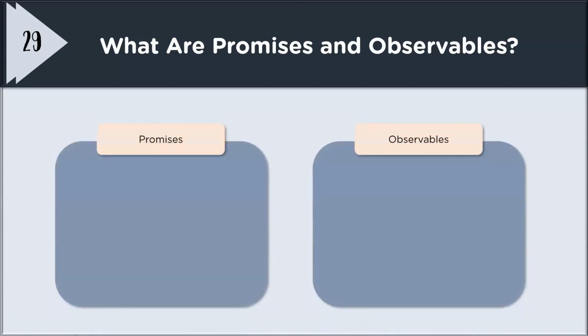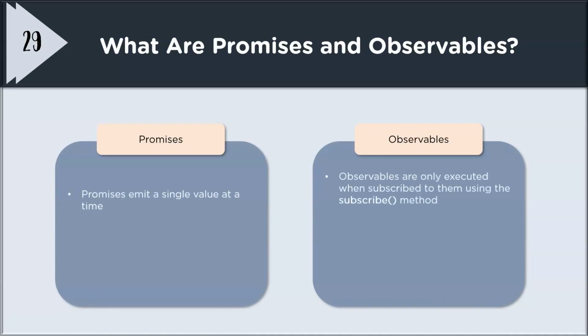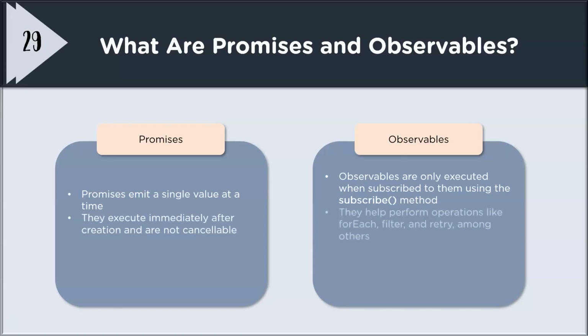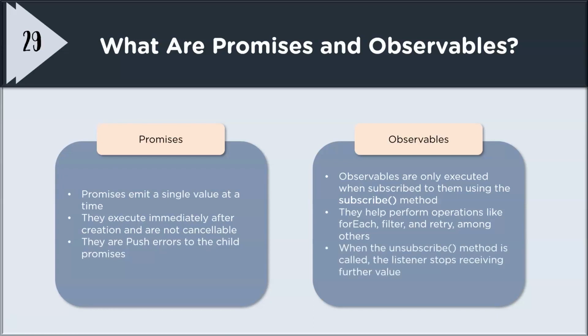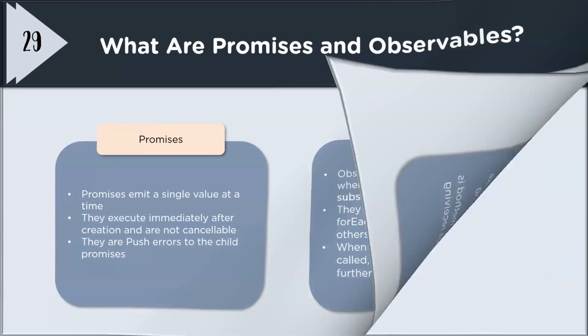So to give you a brief explanation, promises emit a single value at a time, while observables are only executed when subscribed to them using the subscribe method. Now, promises also execute immediately after they are created and they're not cancelable, while observables help perform operations like forEach, filter, retry, etc. Promises push errors to the child promises, and observables can be unsubscribed to so that the listener stops receiving further values.